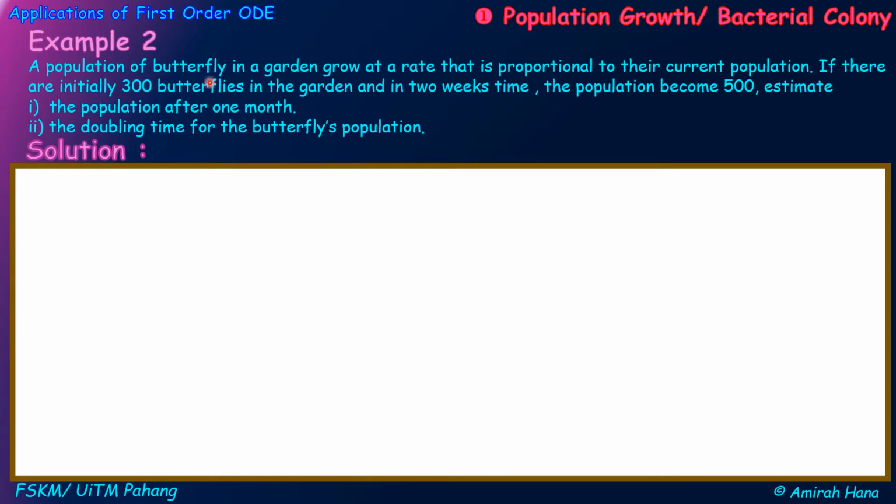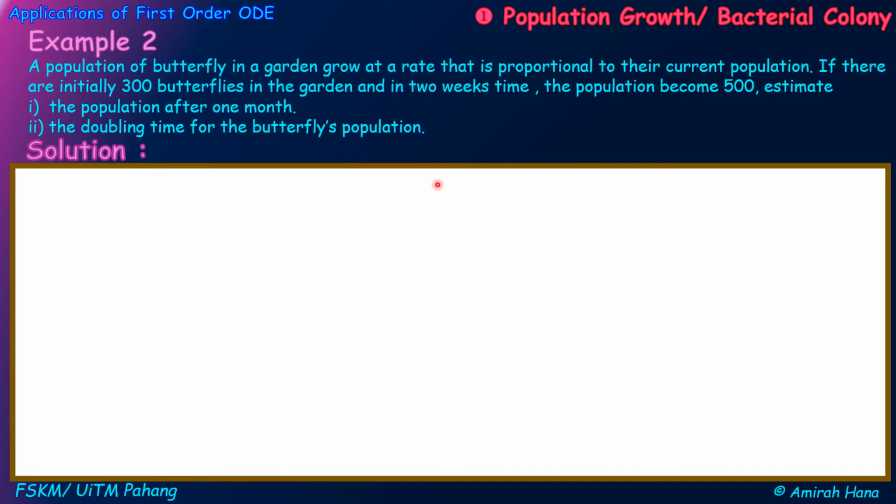In this video, we are going to continue with example 2 for population growth or bacterial colony under applications of first order ODE. A population of butterflies in the garden grows at a rate that is proportional to their current population. If there are initially 300 butterflies in the garden and in 2 weeks' time the population becomes 500, estimate number 1, the population after 1 month, and number 2, the doubling time for the butterfly population.